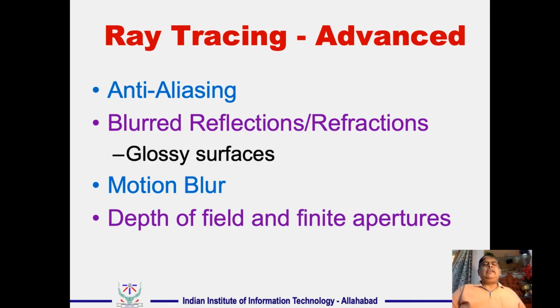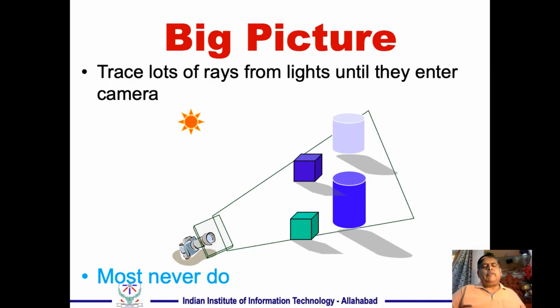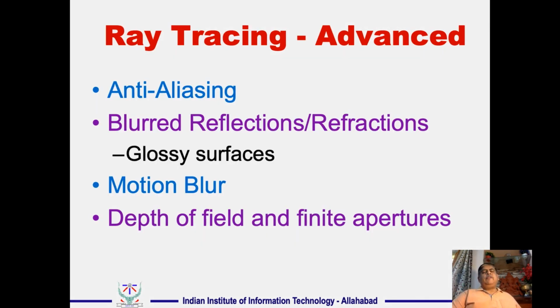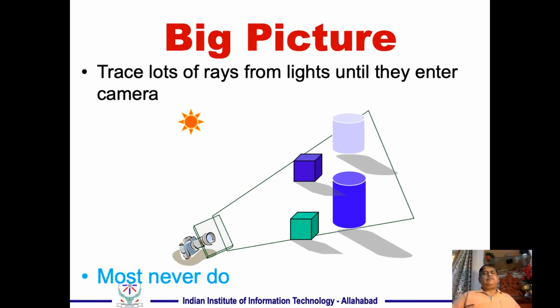In advanced ray tracing, we need to know anti-aliasing, blur reflection and refraction. Glossy surface or matte finish surface will make a difference. There is something called motion blur, and depth of field and finite approaches.